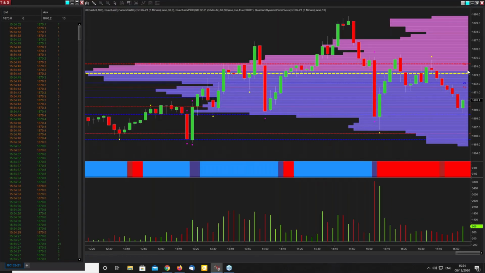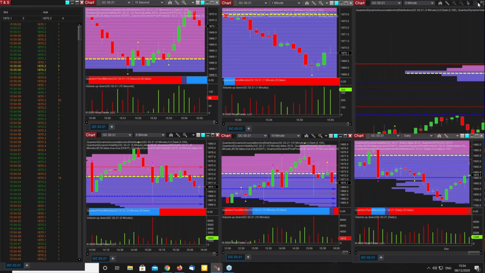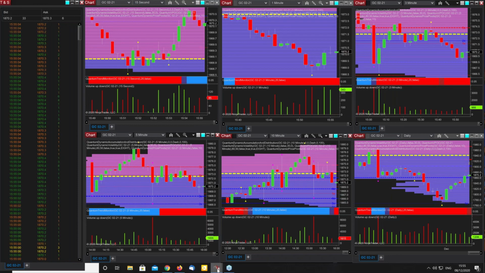Same principle. Where are we going? Massive amount of congestion around here. Price-based resistance, VPOC, more price resistance coming into play. So it's not really going to go much further than that in the short term.